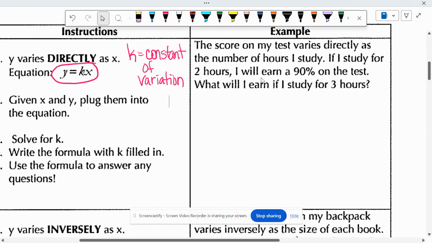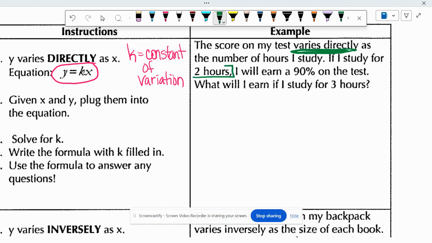So let's just read this first example and see what is driving, like what the X variable is. What's the independent variable? So it says the score on my test varies directly. So it's going to be a direct variation. It varies directly as the number of hours I study. If I study for 2 hours, my score is 90%. So what is driving, what is the independent variable? What's representing the X?